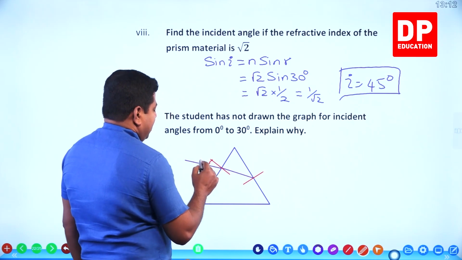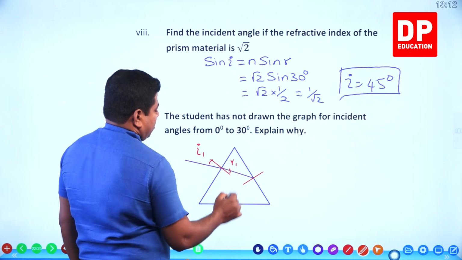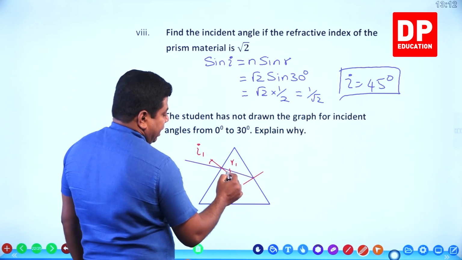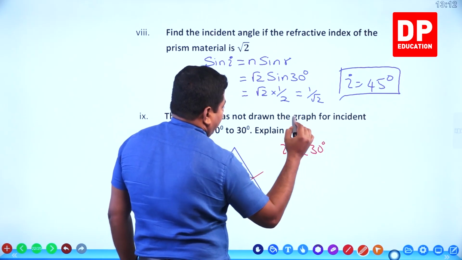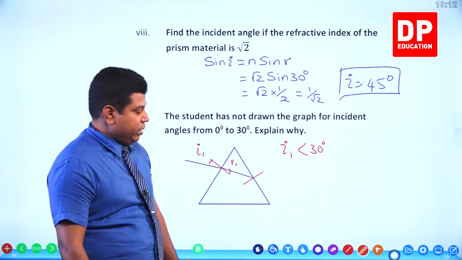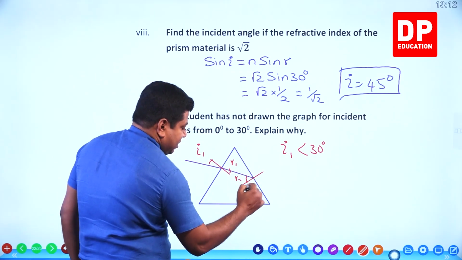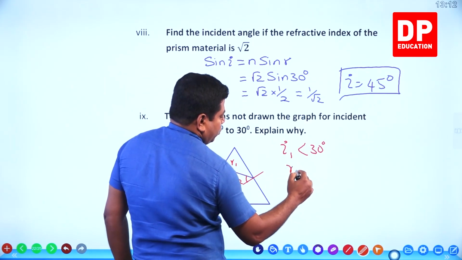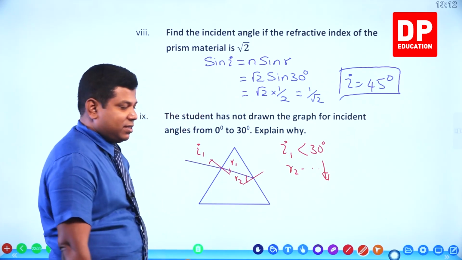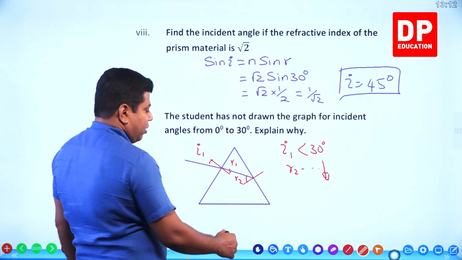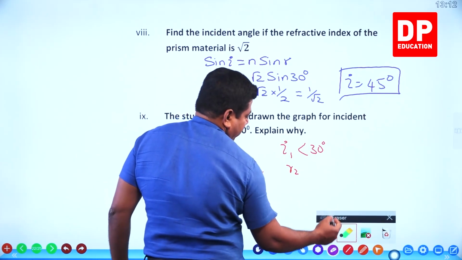Right. So imagine if this angle is less than 30, let's say I1, then R1. If I1 is less than 30, what will happen? R1 will be a small value. When R1 reduces, what will happen? The R2 will increase, right? Let me just give you the explanation first, then we will write the answer. We'll write it this way.